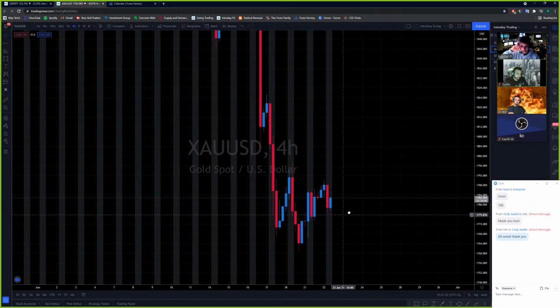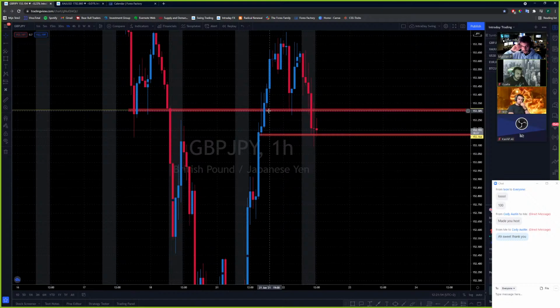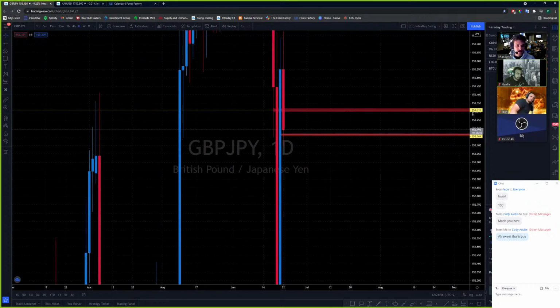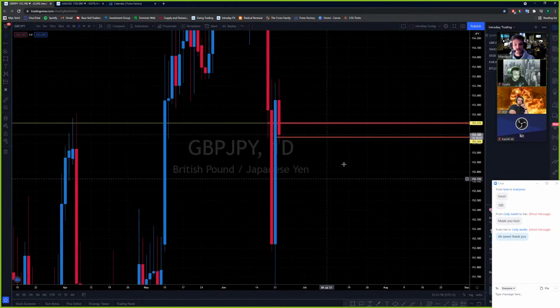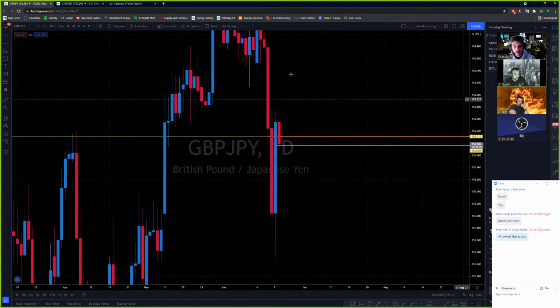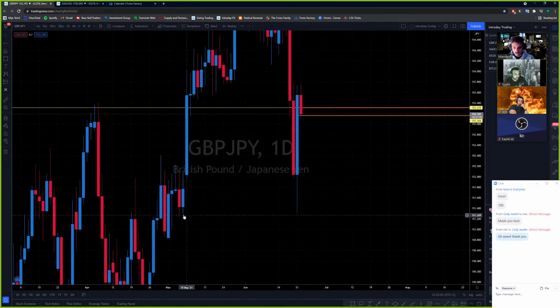Let's do some fresh analysis for pound yen. Let's start with pound yen today because that's looking very interesting for me. So basically, what we see is the daily yesterday came down to support.